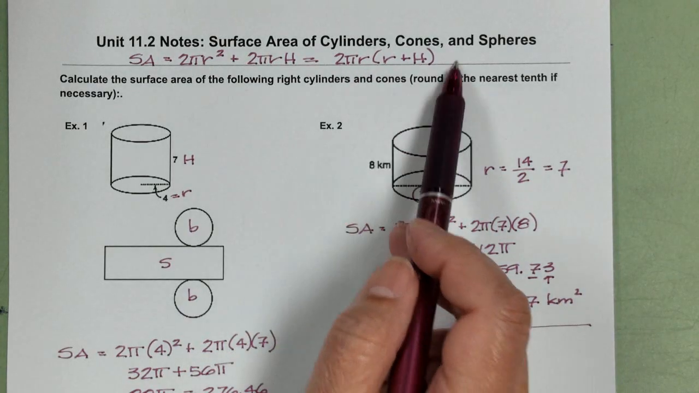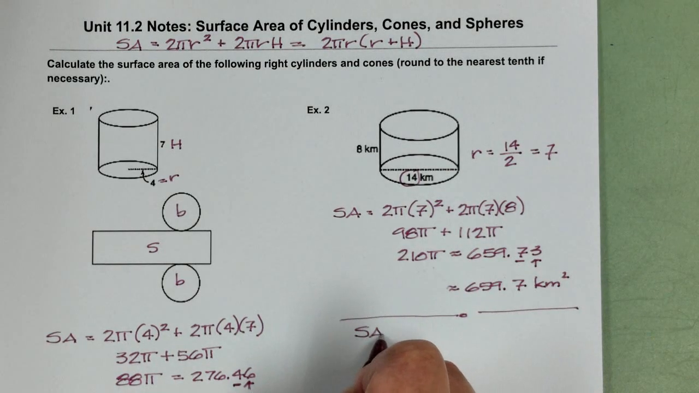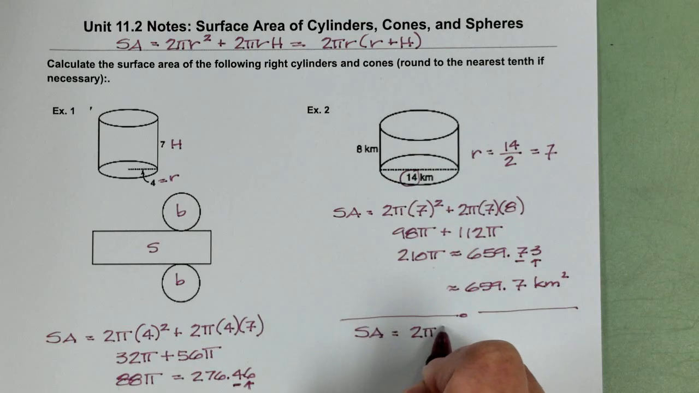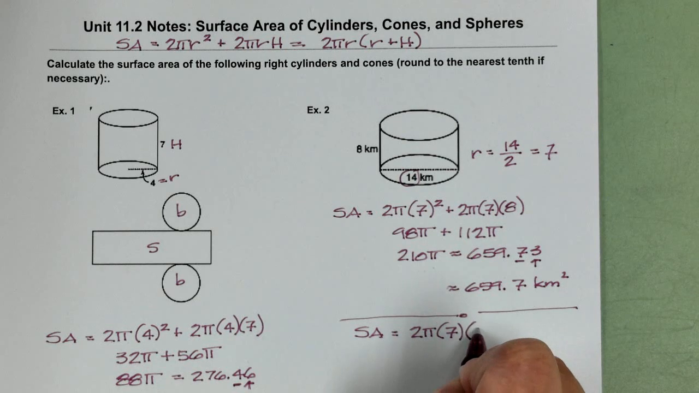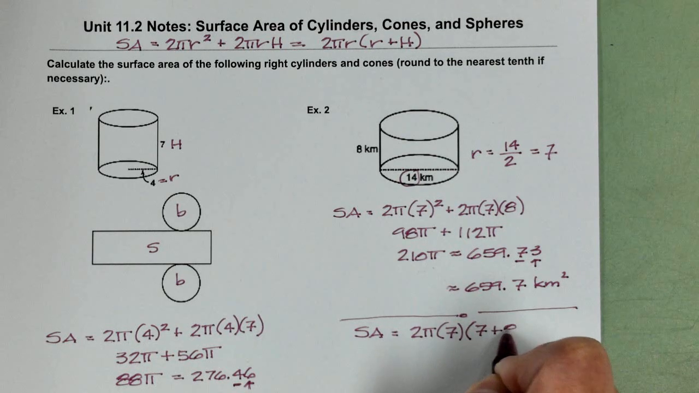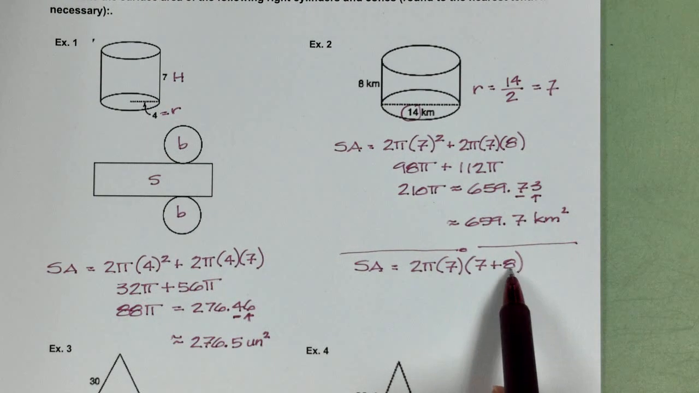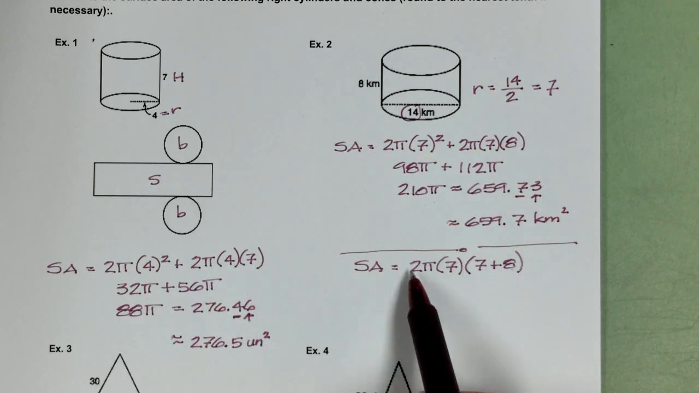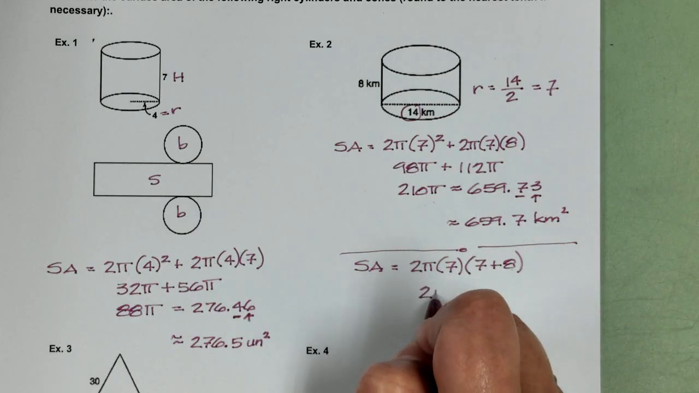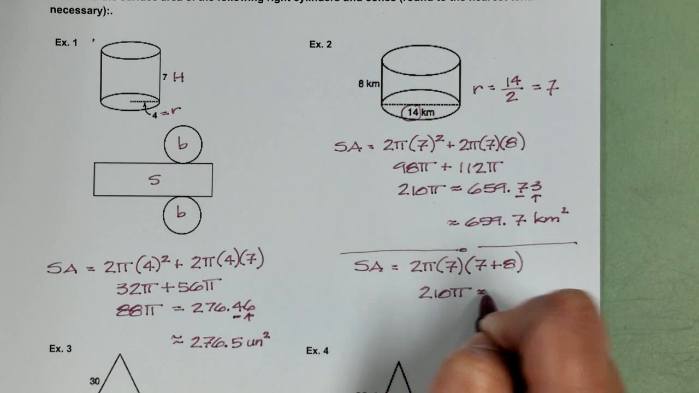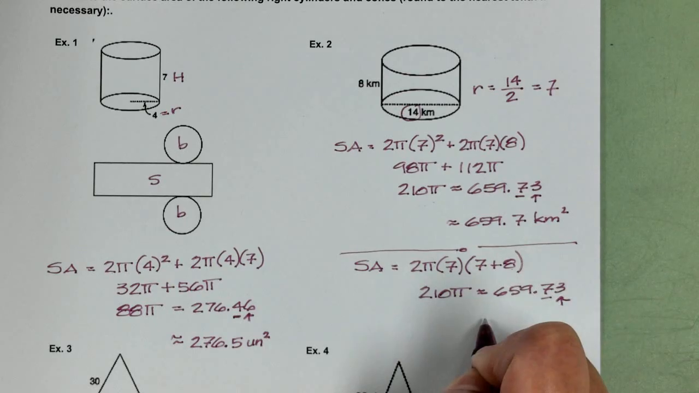Now I'm going to work it using the simplified formula. The simplified formula tells us we're going to take 2 pi times r, and then we're going to multiply it by the sum of r plus h. So 7 plus 8 is 15. 15 times 2 is 30. 30 times 7 is 210. And we get the same answer.